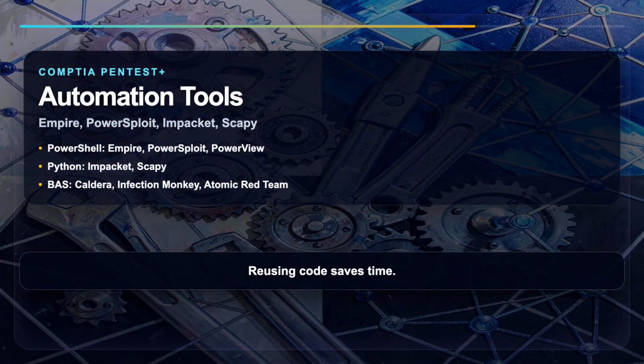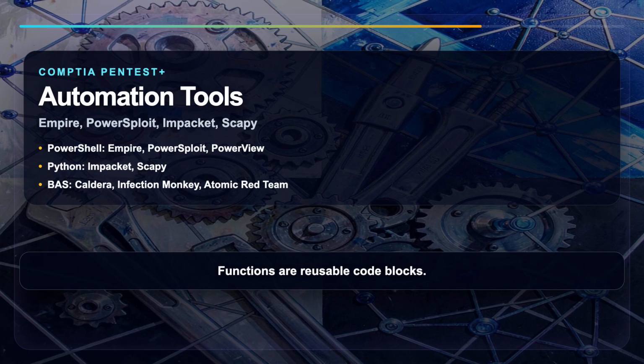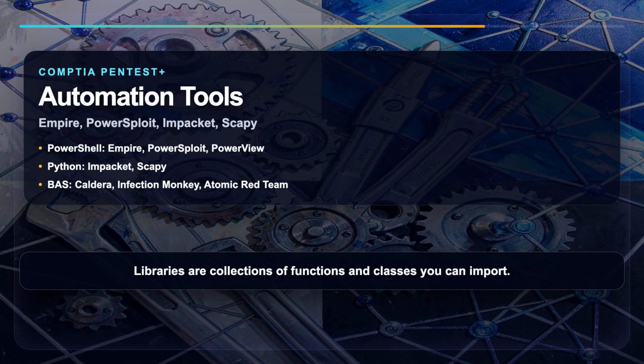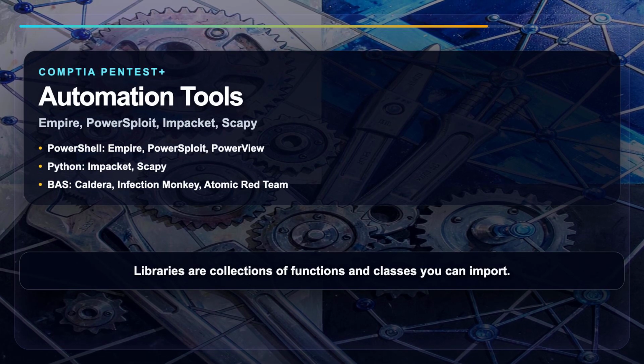Reusing code saves time. Classes are templates for complex data. Functions are reusable code blocks. Libraries are collections of functions and classes you can import.